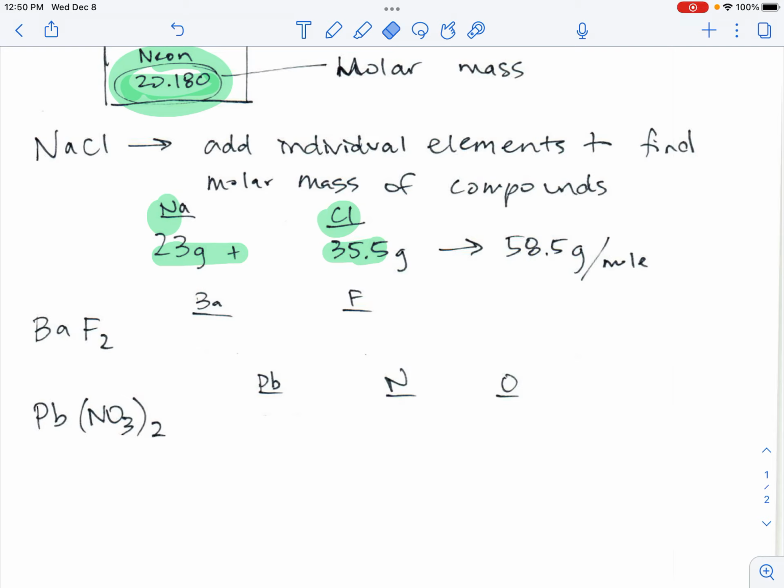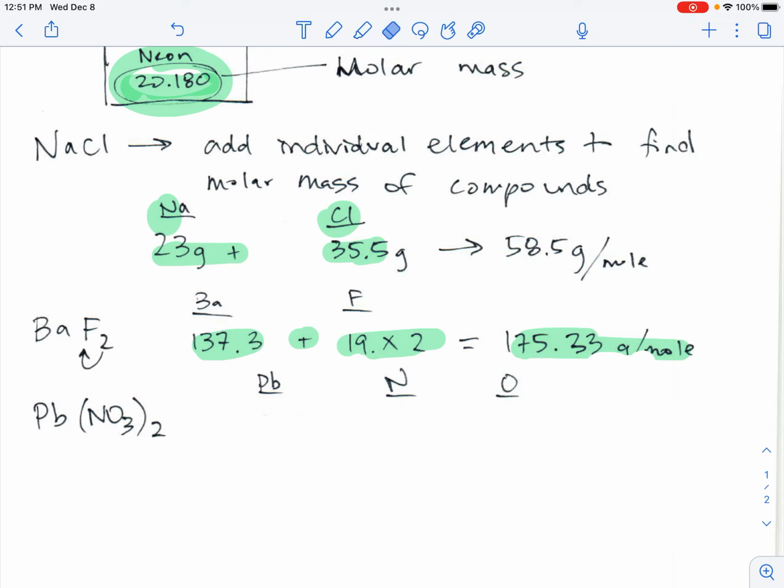Anyway, so barium on the periodic table is 137.3. Again, don't round it. Fluorine, though, is like 19.0 something, so go ahead and call it 19. But there are 2 of them, so I multiply it by 2. Then I add those 2 things together for a grand total of 175.33 grams per mole. The label for molar mass is grams per mole. You're saying that's how many grams of that element equals 1 mole, or grams of that compound in this case.